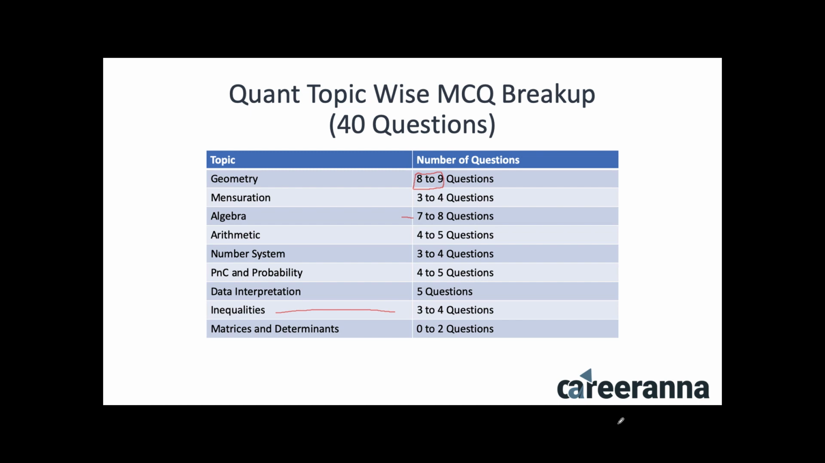Then you have PNC and probability, 4 to 5 questions. You have one caselet of data interpretation coming, which will have almost 5 questions. And then matrices and determinants will constitute 0 to 2 questions. So matrices and determinants is not a regular feature in the exam. It may come or it may not come. In case it comes, it will have up to 2 questions in the MCQ section.